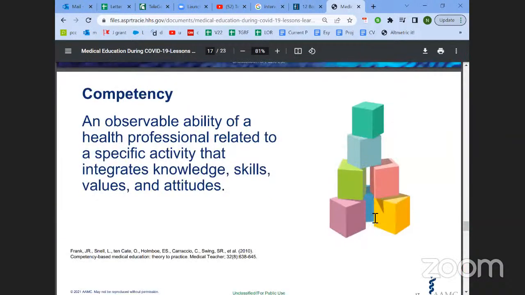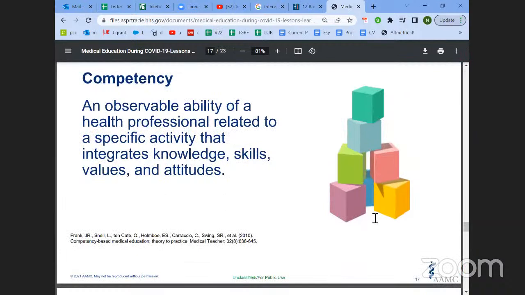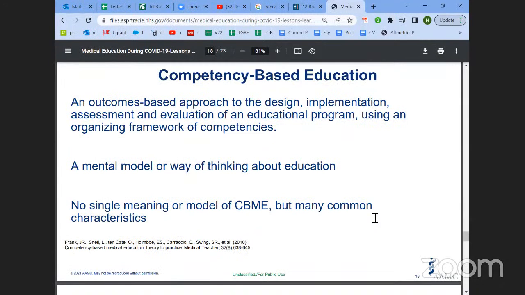So what is competency? It's an observable ability of a health professional related to a specific activity that integrates knowledge, skills, values, and attitudes. Competency-based education is an outcome-based approach to the design, implementation, assessment, and evaluation of an educational program using an organizing framework of competencies, a mental model or way of thinking about education. There is no single meaning or model of competency-based medical education, but many characteristics.